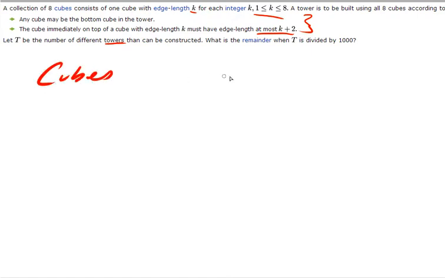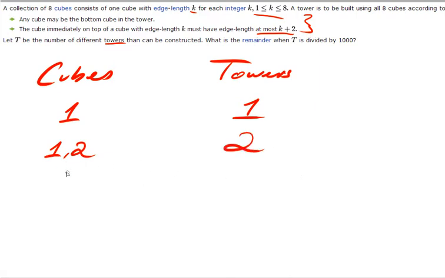Let's make a little table of cubes and number of towers. So in the case of just having the cube of length 1, clearly there is only one tower. What if we have the cubes of 1 and 2? In this case, there are clearly two towers, since both 1, 2 and 2, 1 work.